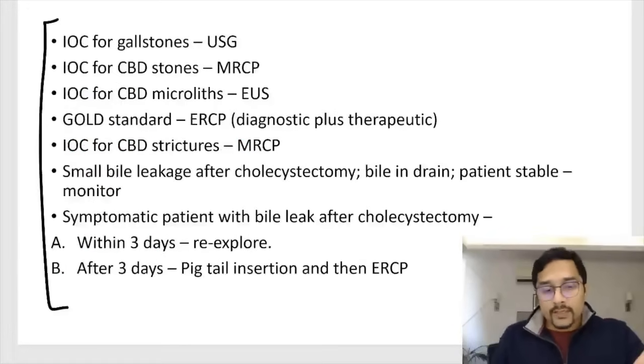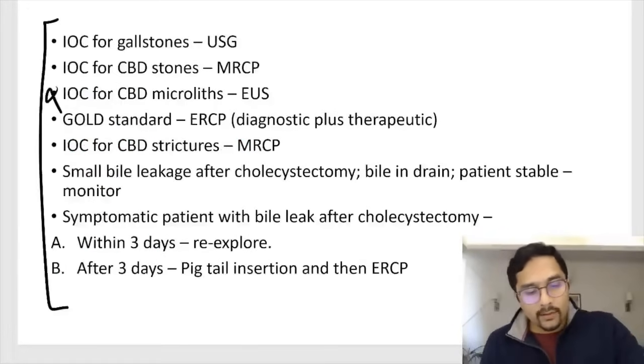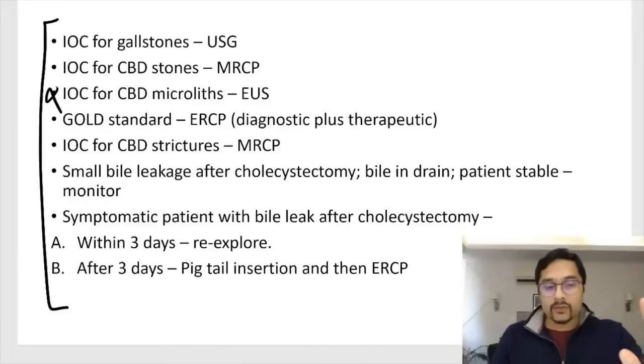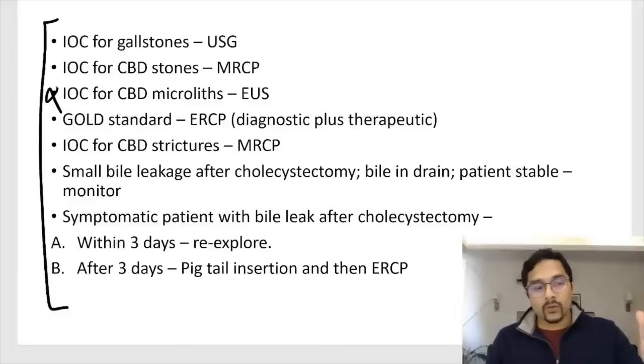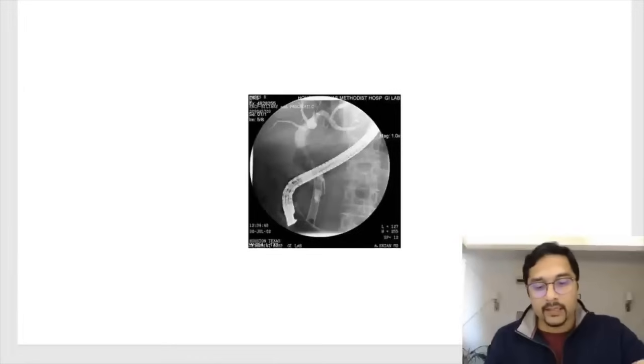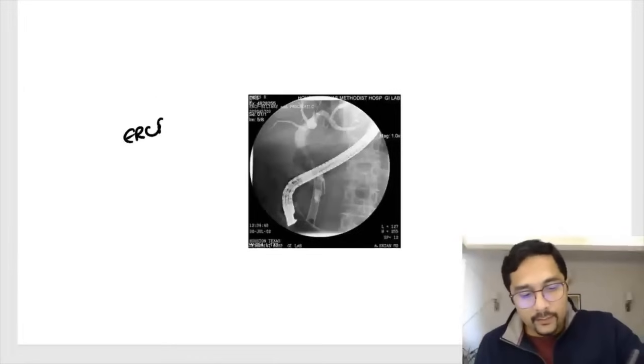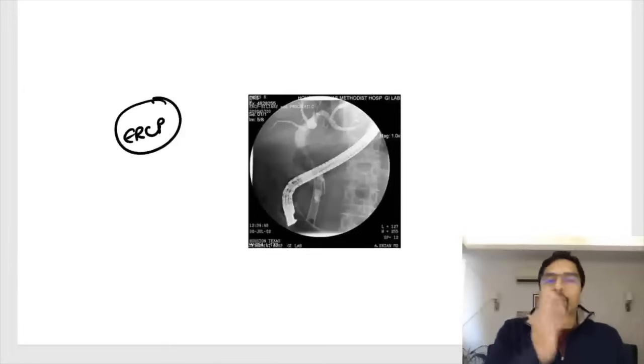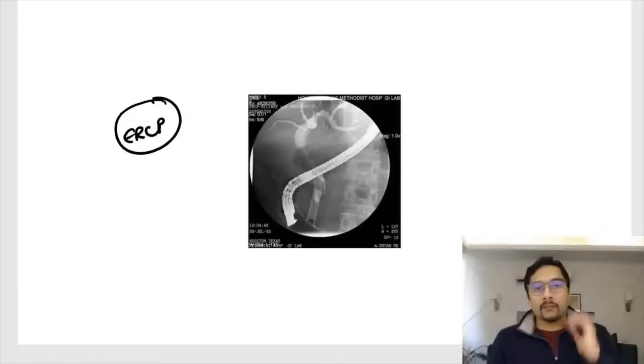MRCP. For CBD microliths, this you don't need to remember. For FMG it is EUS, endoscopic ultrasound. The gold standard to detect CBD stones and to treat them is ERCP. This is ERCP. Now, in the FMG exam, they had also given an image of ERCP and they had asked you whether this is ERCP or MRCP.